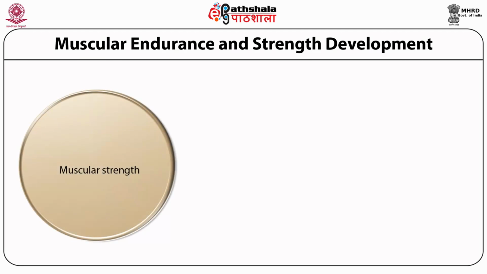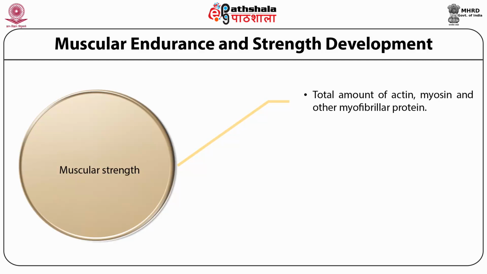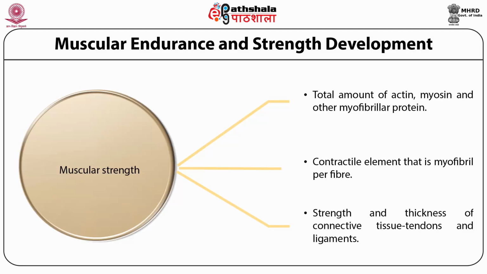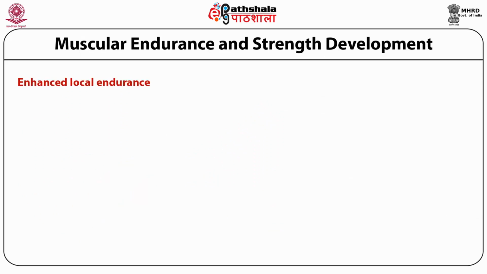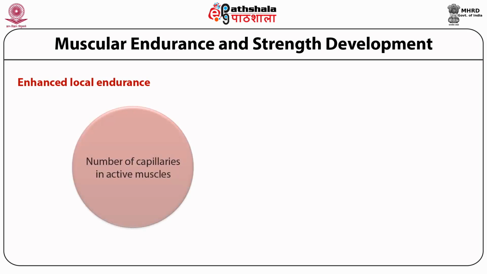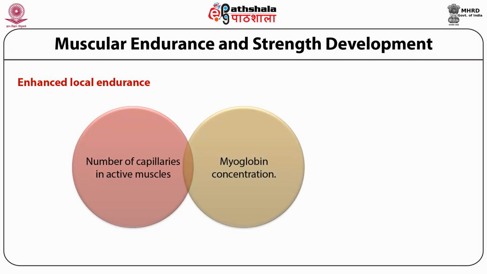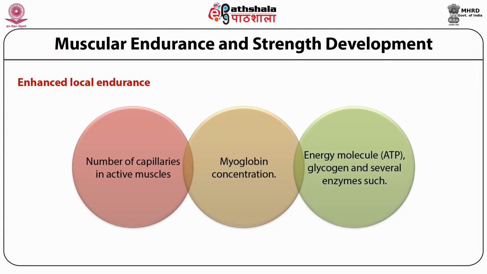Muscular strength develops as a consequence of an increase in the size of muscle fibers, known as hypertrophy. It occurs due to an increase in the total amount of actin, myosin and other myofibril proteins, or in the contractile elements, that is myofibrils per fiber, or with the strength and thickness of connective tissues, tendons and ligaments. Enhanced local endurance is associated with an increase in the number of capillaries in active muscles, myoglobin concentration, energy molecules such as glycogen, and several enzymes such as creatine kinase and phosphofructokinase which facilitate energy production.